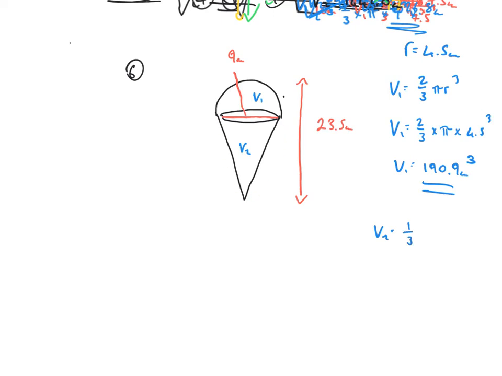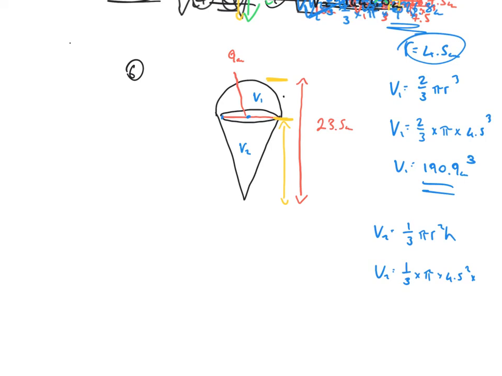Okay, volume 2, as we can see, volume 2 is the cone. So let's get the formula for the cone, 1/3 pi r squared h. Okay, 1/3 times pi times the radius squared. We know the radius is 4.5, so that's 4.5 squared multiplied by the height of the cone. Now again, just be careful. The height of the cone is from here to here. It's not 23.5, that's the cone plus the hemisphere. So we want the cone only, which means I need to find this bit here and subtract it from 23.5, which will leave me with the height of the cone.